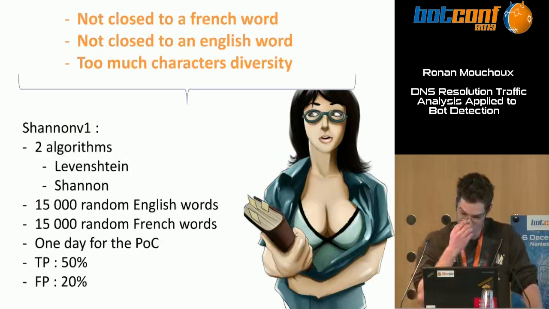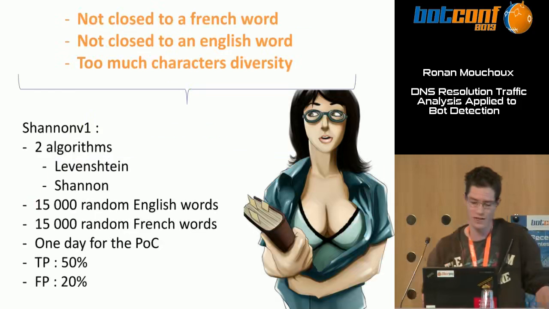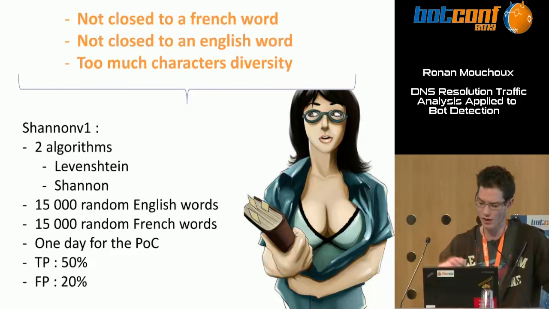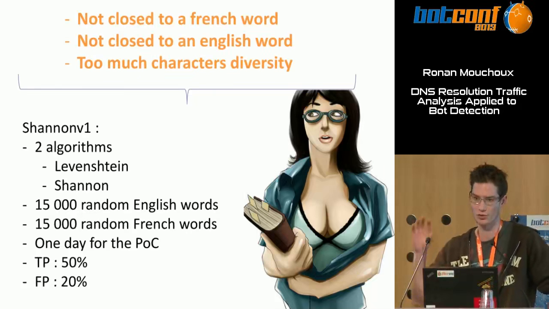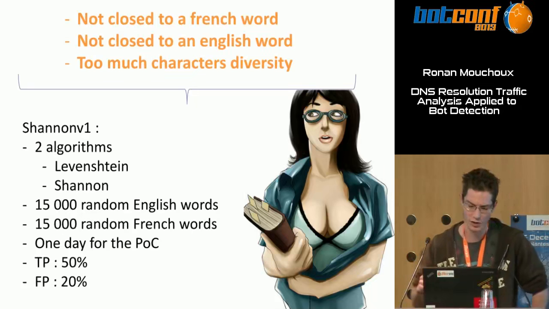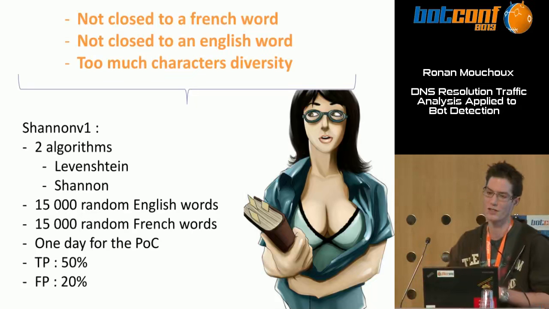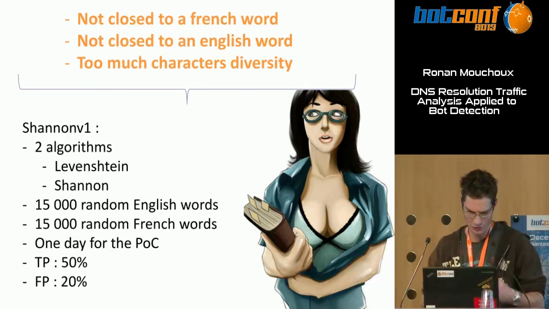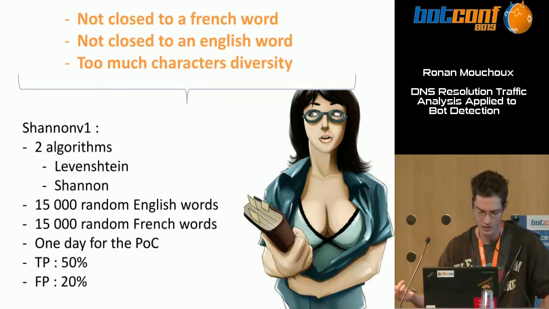The second stage, Shannon. The idea was that a string is not close to a French word or an English word, so we are looking at distance algorithms, and there is too much character diversity, so that's entropy. So the first Shannon version was based on Levenshtein and Shannon.